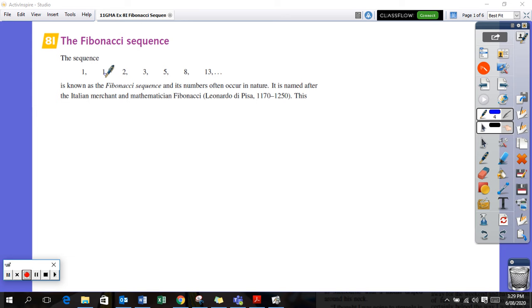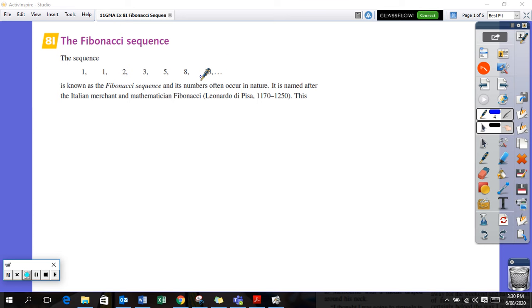Okay, and we have to start at the third number. Well, technically we start here because that is the sum of 1 and nothing. 1 and nothing is 1. 1 plus 1 is 2. 1 plus 2 is 3. 2 plus 3 is 5. 3 plus 5 is 8. 5 plus 8 is 13.